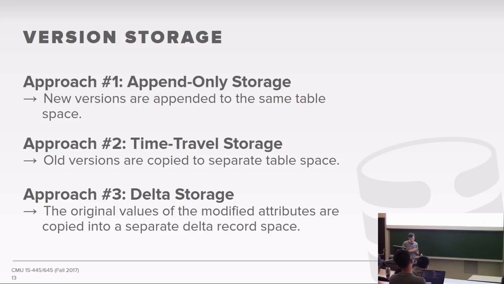Time travel storage is where you take the old versions and store them in a separate table in its entirety. So you have a master table or main table that always contains the latest version of the tuple, and then anytime you do an update, you copy that thing out and put it into another table. The difference between time travel storage and append-only storage is that with append-only you append to the same table, and with time travel you append to a separate table.